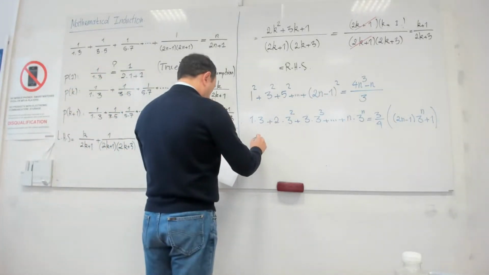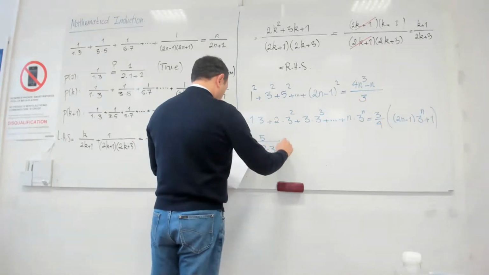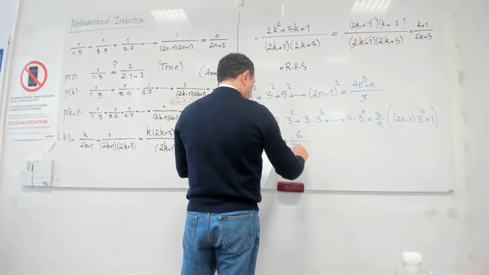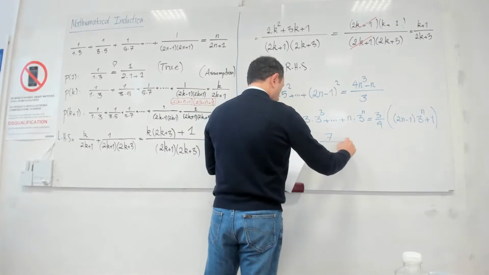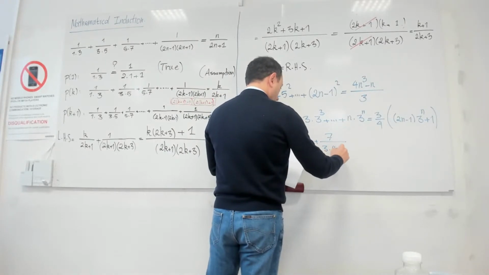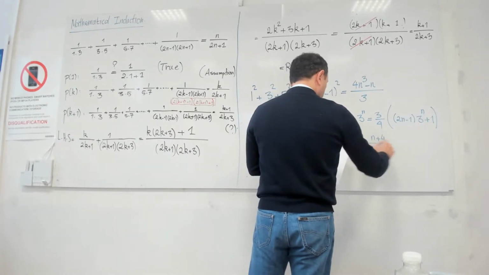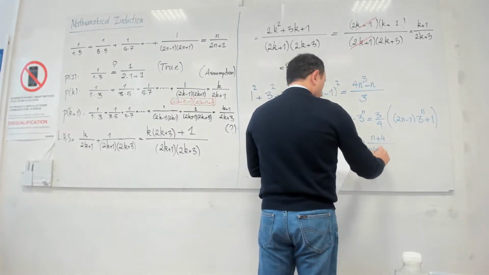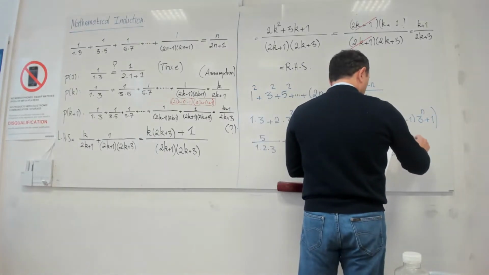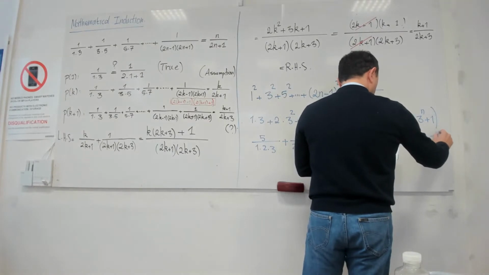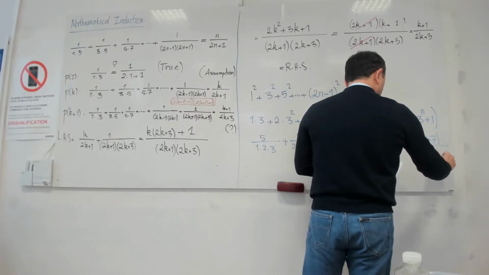And the other one is 5 divided by 1 times 2 times 3, plus 6 divided by 2 times 3 times 4, plus 7 over 3 times 4 times 5, and then you continue up to n plus 4 divided by n times n plus 1 times n plus 2, and on the right-hand side you will have n times 3n plus 7 divided by 2 times n plus 1 times n plus 2.